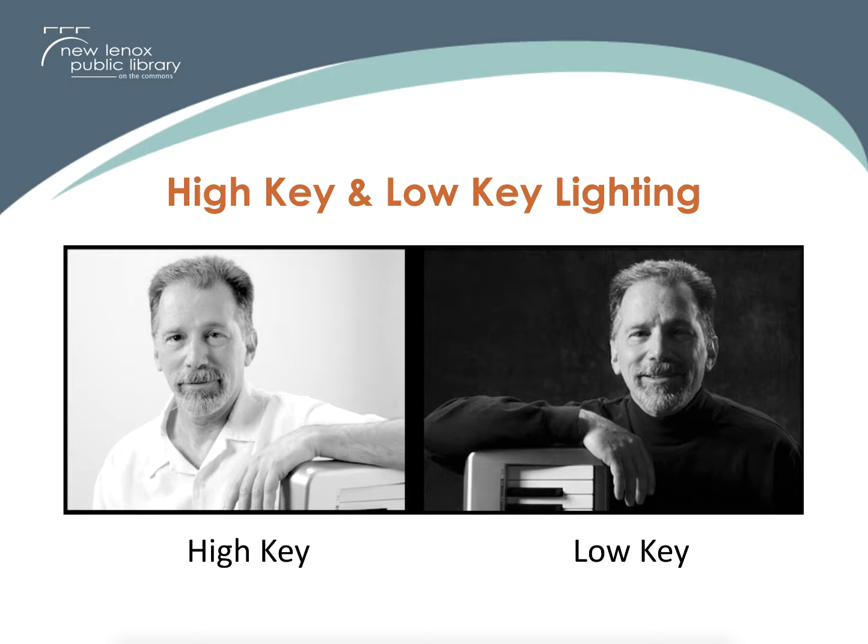High-key and low-key lighting refers to the lighting ratio in a photograph, so the contrast between the shadows or the darkest areas of an image and the highlights, which are the lightest areas of an image. High-key lighting is lower contrast. It's used to suggest a light and upbeat mood, so that is the picture that you see on the left.